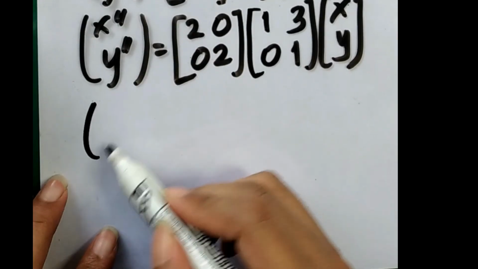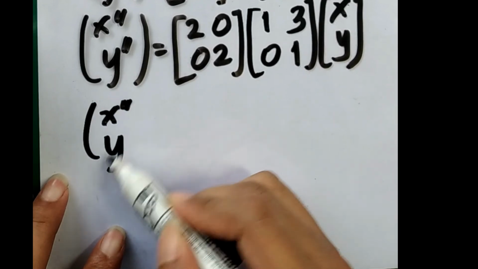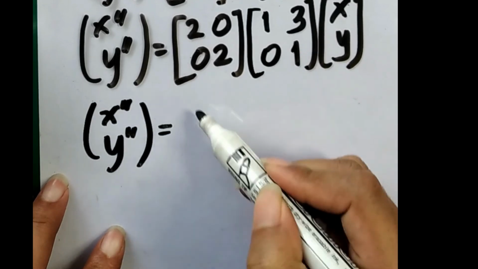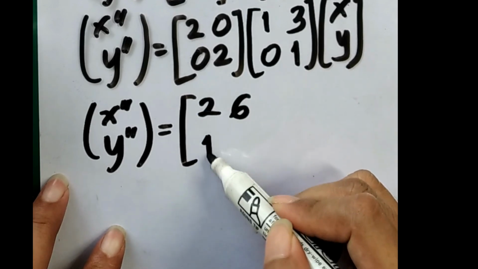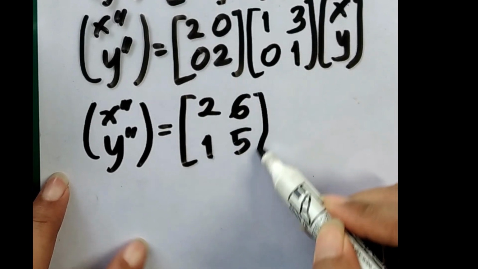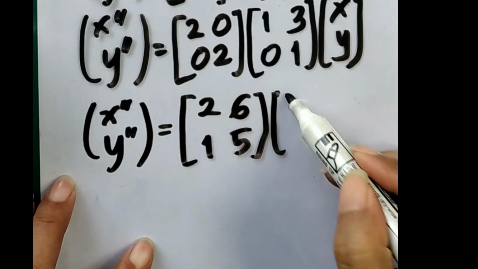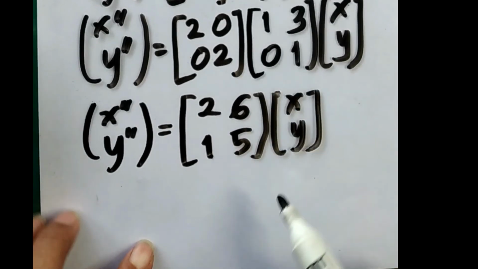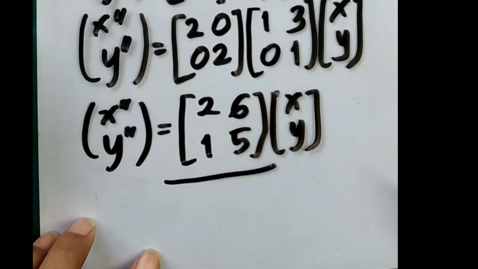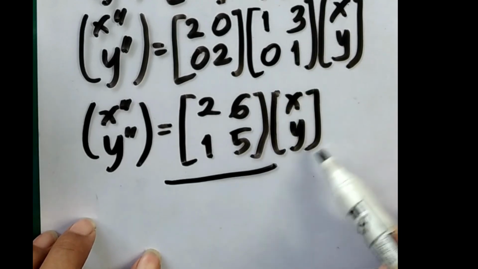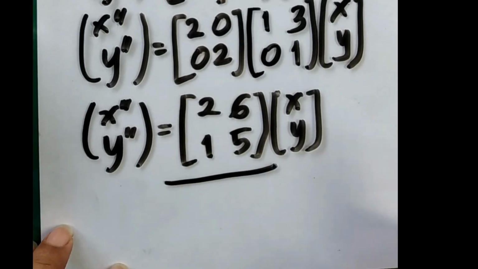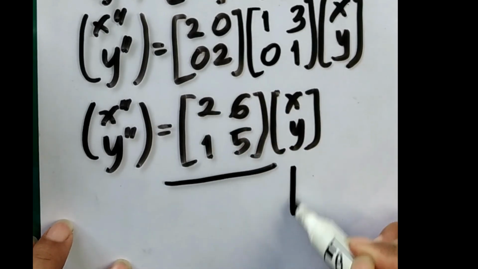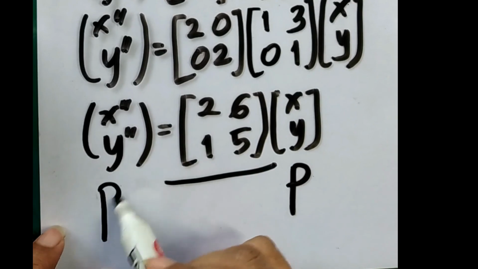If you find the multiplication, you will get 2 6 0 2 times x y. So this is the matrix that transforms x, y directly to x double accent, y double accent, which means this is the matrix that transforms P directly to P double accent.